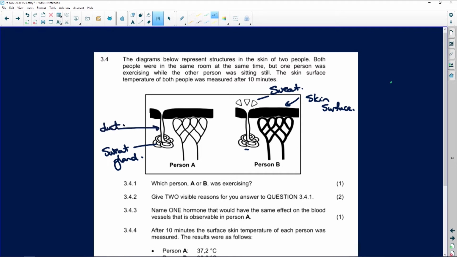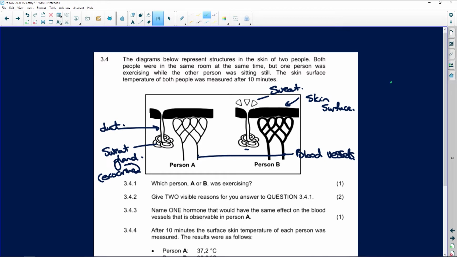Why? Because sweat glands, remember, are exocrine glands. And this is the surface. What am I missing? Oh, these are your blood vessels, and so are those. So those are your blood vessels.